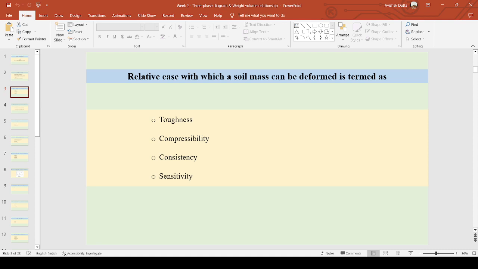I'll repeat the question once. Relative ease with which a soil mass can be deformed is termed as. Your options are toughness, compressibility, consistency, or sensitivity.